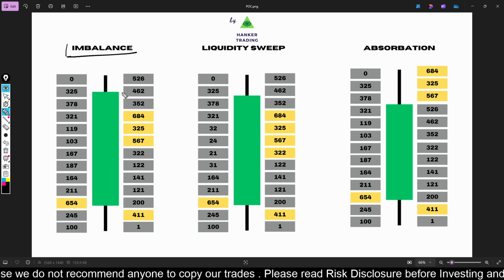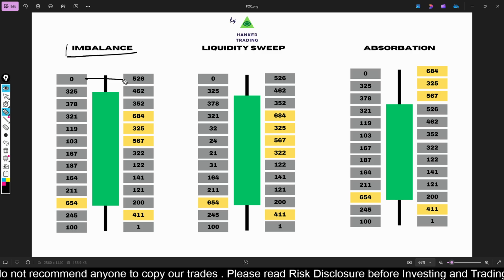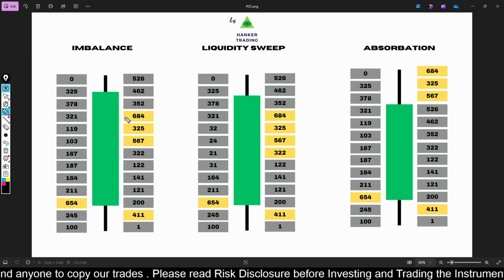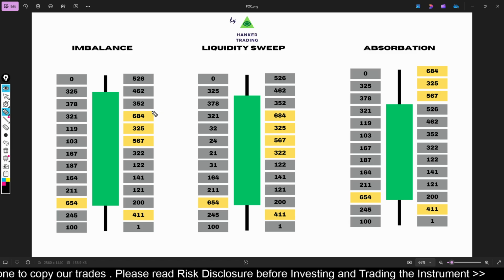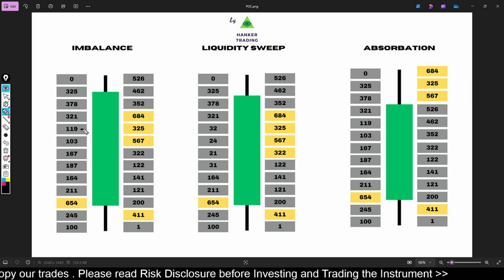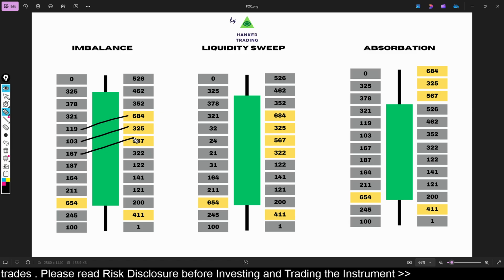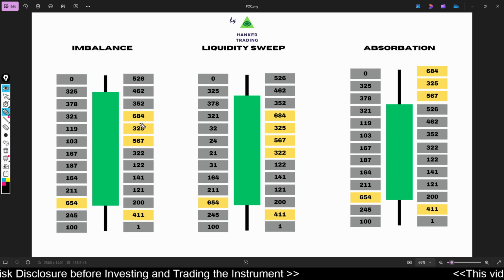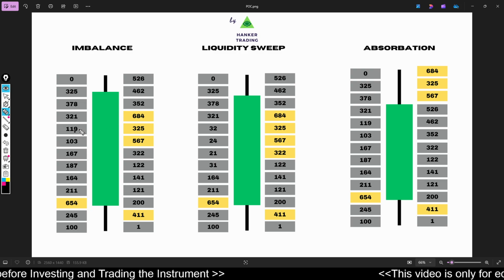First, let me tell you, in a footprint we don't compare our data horizontally, we compare diagonally. So first of all, when you look here, these boxes I have marked with a yellow color. That means when you compare diagonally, and when it comes to the bid versus ask data, the ask data is three times or more than the bid data. So this is called the imbalance.